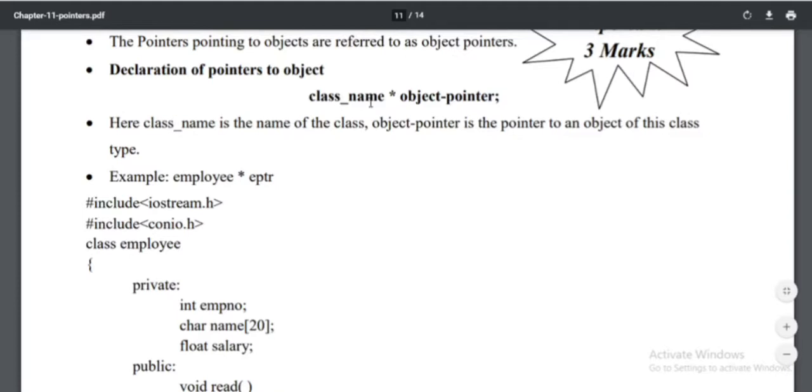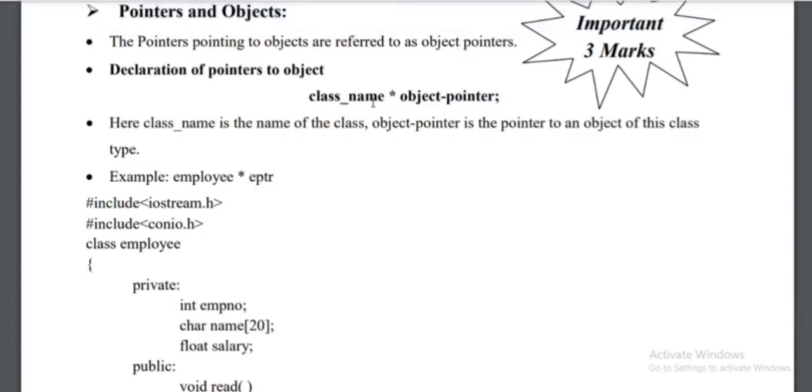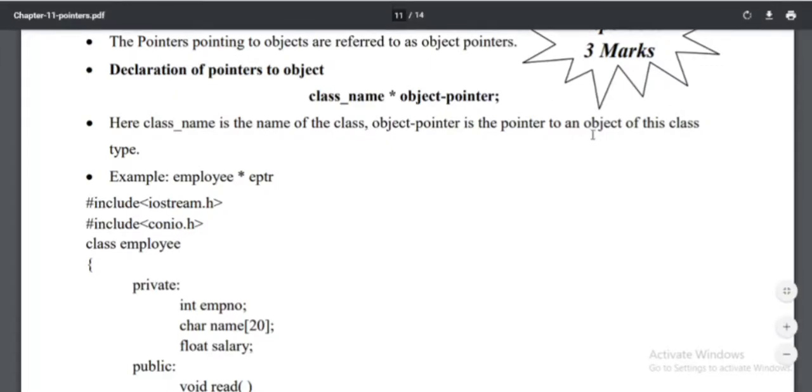First you have to specify the class name, then the star operator, that is the pointer operator, then the object pointer name. Here class name is the name of a class, and object pointer is a pointer to an object of this class type. You can see an example here.